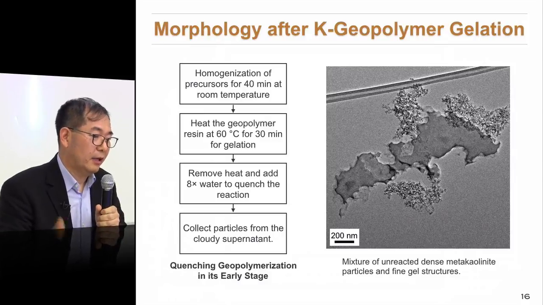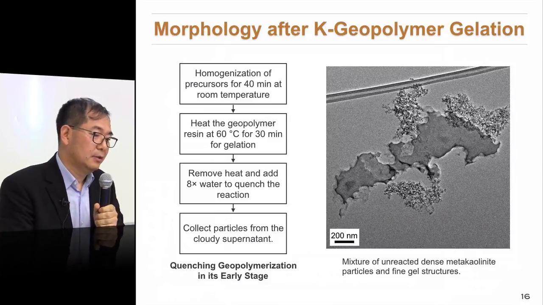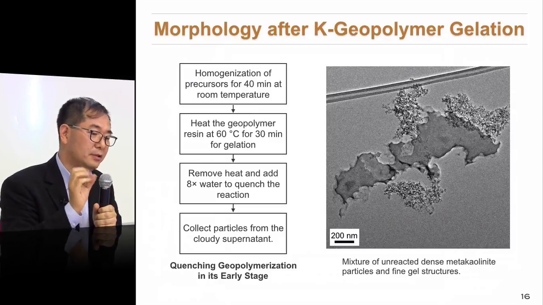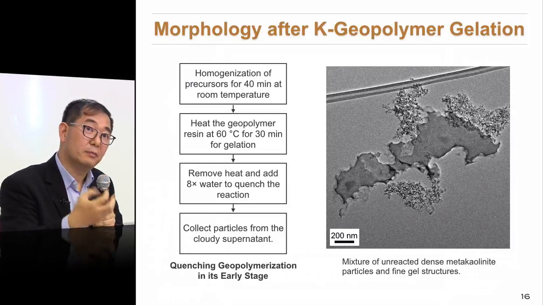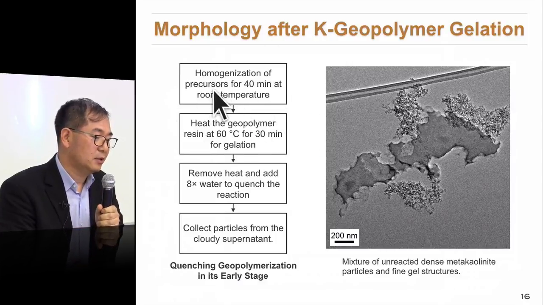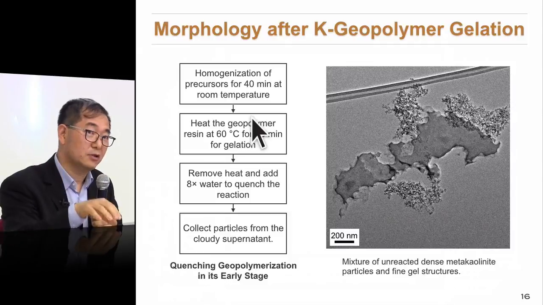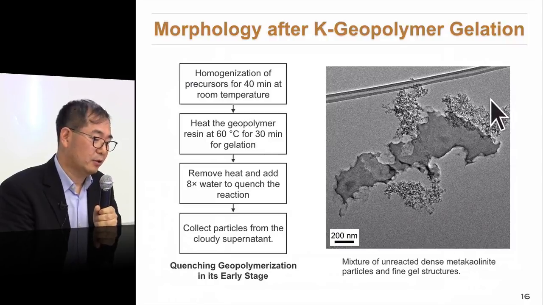As a chemist, I'm very much interested in how materials actually form. So instead of just looking at the product, we quenched the reaction at the beginning to see what kind of material we have. We start with geopolymer resin and heat it for just 30 minutes. Then we take it out and add a large amount of water, but the pH is still very high so that the silicate doesn't precipitate out. So we collect the aluminosilicate product and look at it under the microscope.